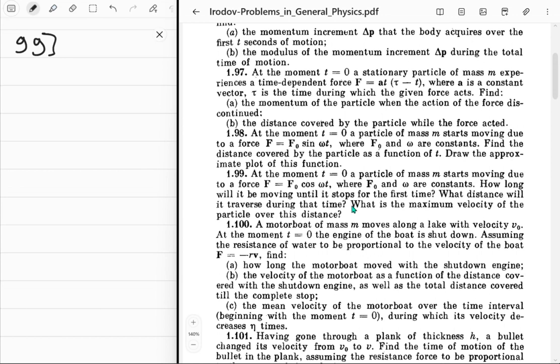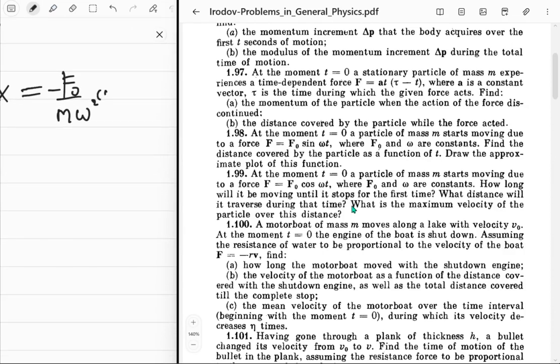So it's an SHM thing, right? Yeah. Okay. I want to do everything once again. It's going to be complicated to do that. At this point, we know how to do it. The displacement is basically negative f naught upon m omega squared times cosine of omega t, right? Just how we did it previously.